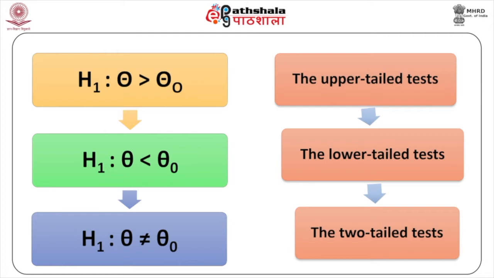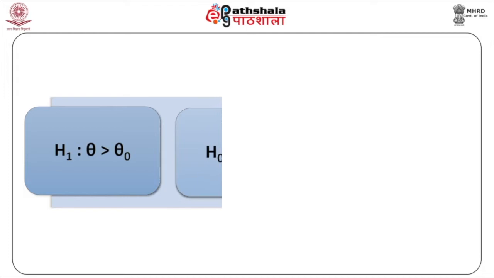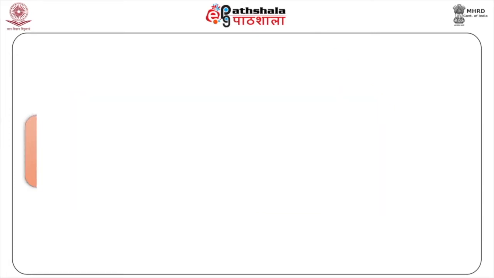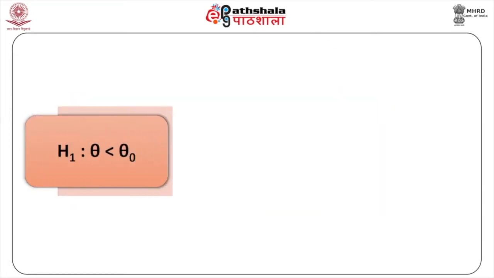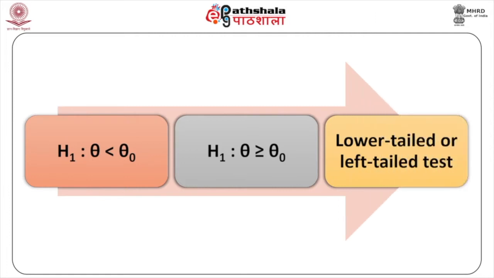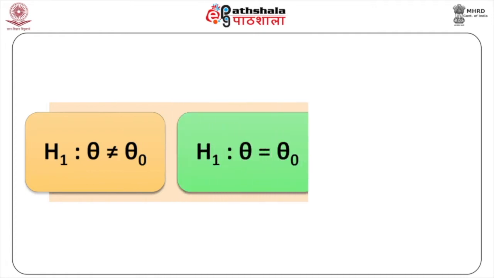The alternative hypothesis has implications for the null hypothesis. Thus, H1: theta greater than theta naught, that is, H naught: theta less than or equal to theta naught. Upper tailed or right tailed test. H1: theta less than theta naught, H naught: theta greater than or equal to theta naught. Lower tailed or left tailed test. And H1: theta not equal to theta naught, H naught: theta equals theta naught.